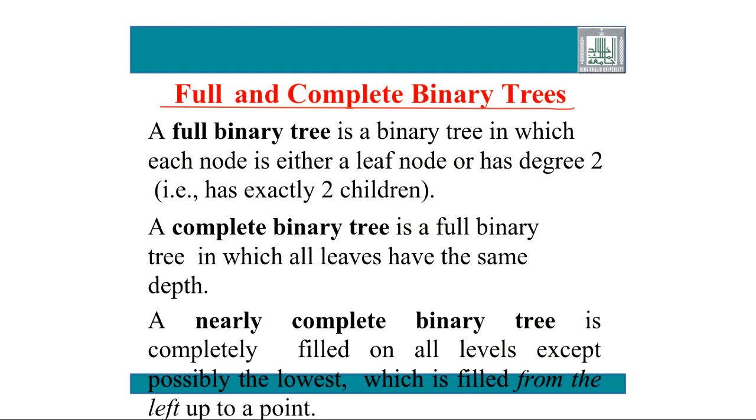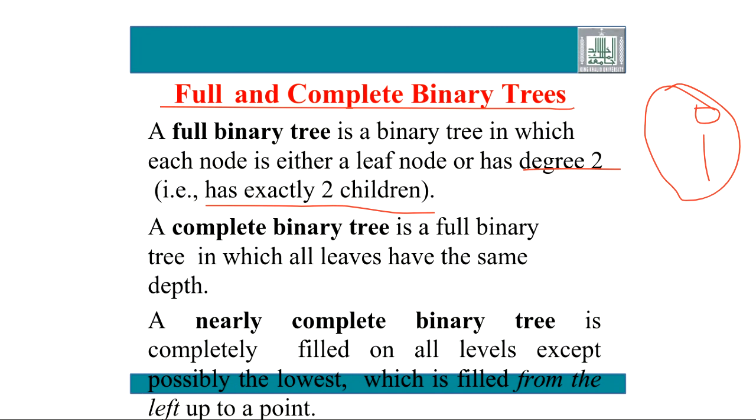So normally everyone can remember that binary means 0 and 1. If any parent has degree 2, that means, see here, if any parent has exactly 2 children, we can say that tree is called a full binary tree. And the complete binary tree means it is a full binary tree in which all leaves have the same depth. That means inside the tree, each and every node has 2 children. That tree we can say is a complete binary tree.